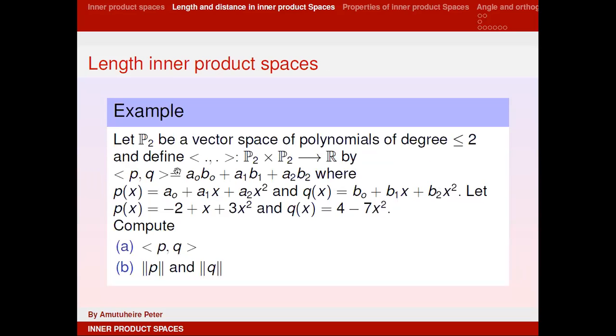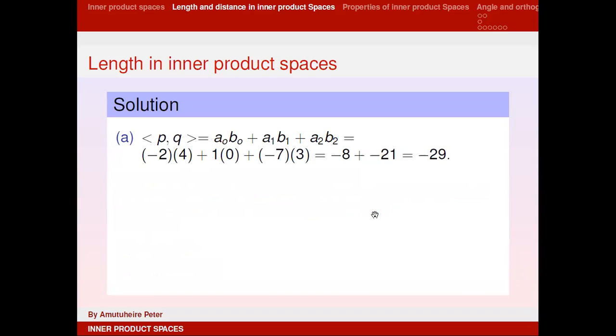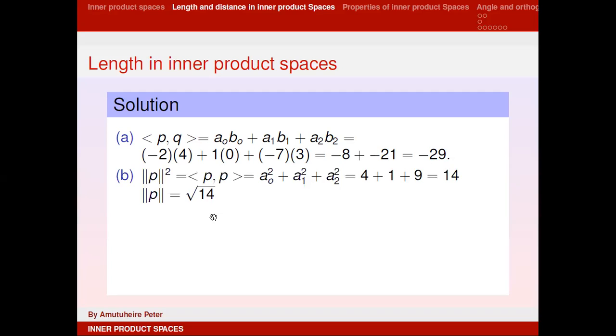When we come back to our constant terms, we have negative 2 times 4 plus 1 times 0, because in polynomial q we don't have the coefficient of x, it is 0. So plus 3 times negative 7. When we do that, we get negative 8 plus, so we get negative 29. Next, we want to find the norm of p.